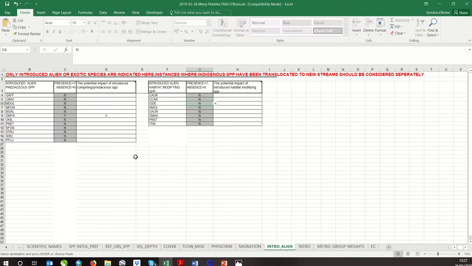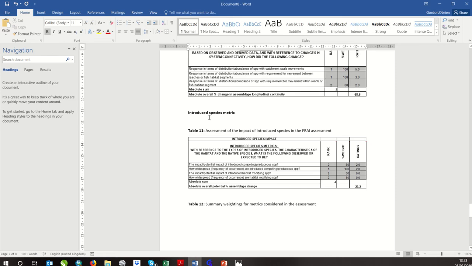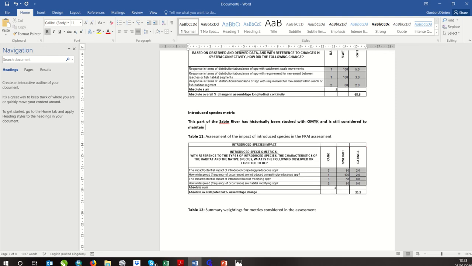So the first thing you do is you rate what species may occur in the study area, and the only thing that we think can occur there is trout, and that's because they've been collected historically, and it's also because this part of the Sabi River has historically been stocked with OMYK and is still considered to maintain a population of this alien species. You with me? Yeah.